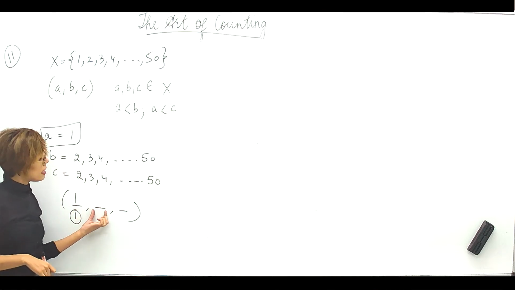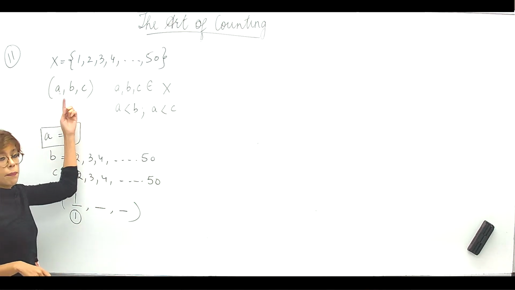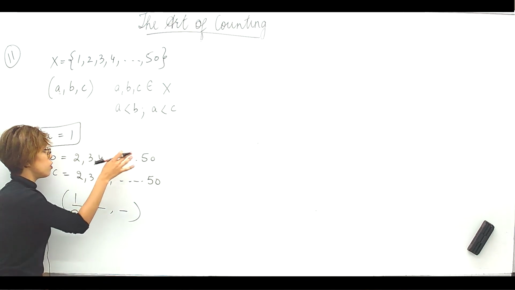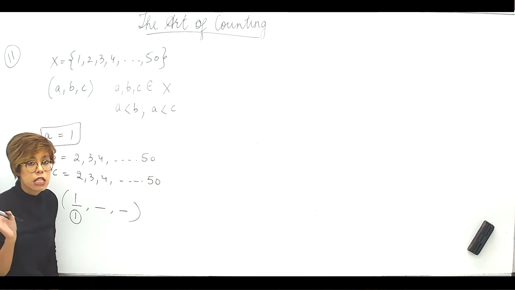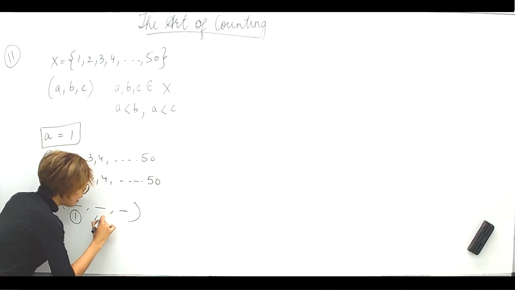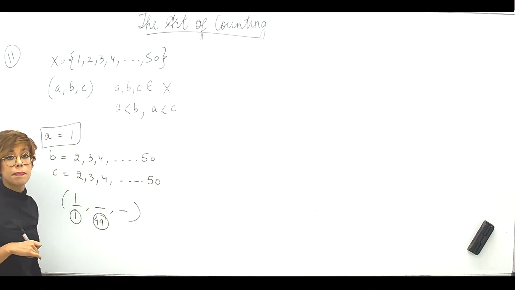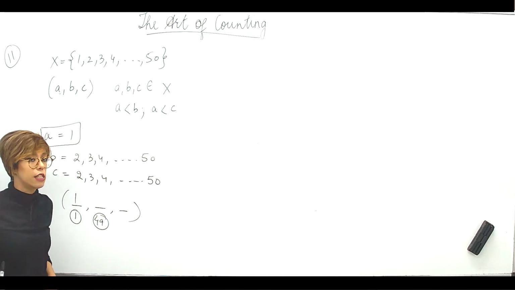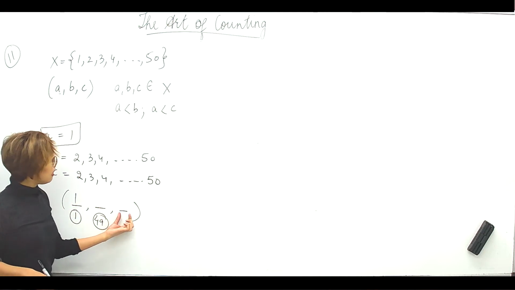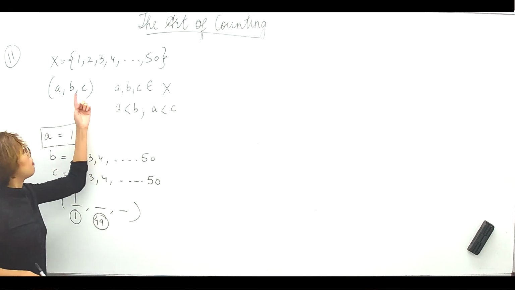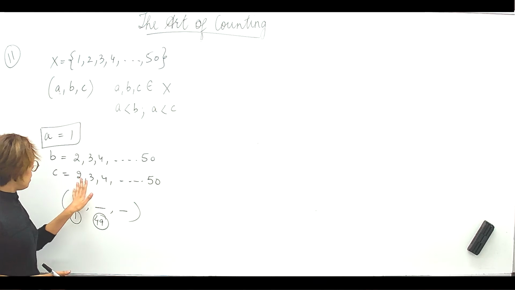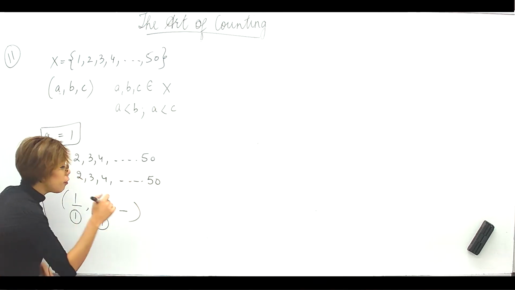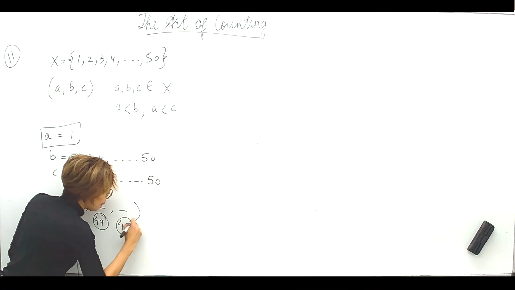Now, let's talk about the second place, which is B. How many possibilities are there? It can be 2, 3, 4, until 50. There are 49 possibilities, since 1 to 50 is 50, and 2 to 50 gives 49. Now, let's fill up the third place, which is occupied by C. C can be 2, 3, 4, so until 50. Again, there are 49 possibilities.